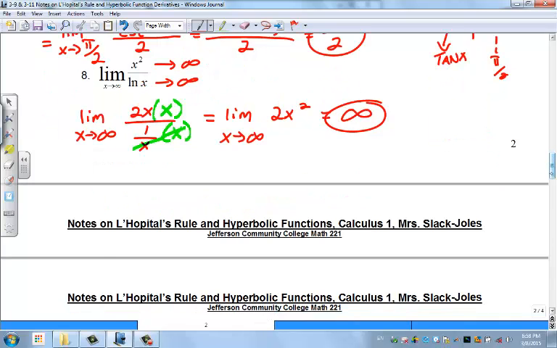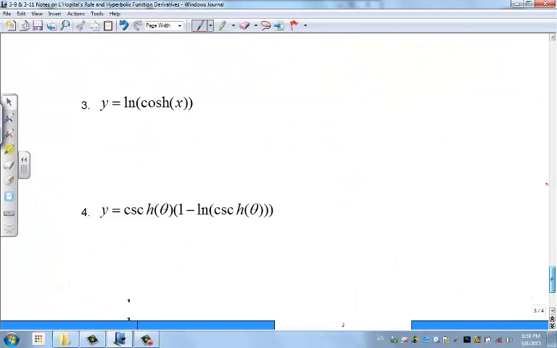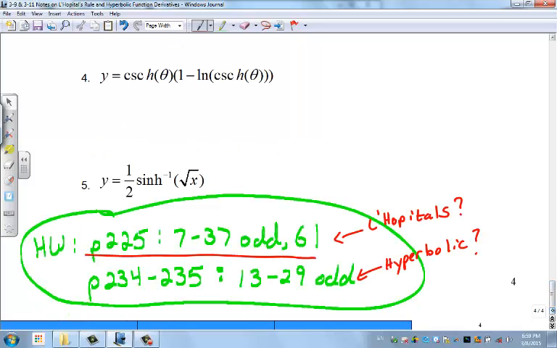So now that's where we're going to stop for today. And again, I showed you the homework at the beginning of class. I just want to draw your attention to it again. Page 225, 7 through 37 odd, and 61. If that's not a bunch of limit problems, well then go to the other assignment here. I think this is the right assignment for L'Hopital's. So page 225, 7 through 37 odd, and 61 should be on L'Hopital's rule.